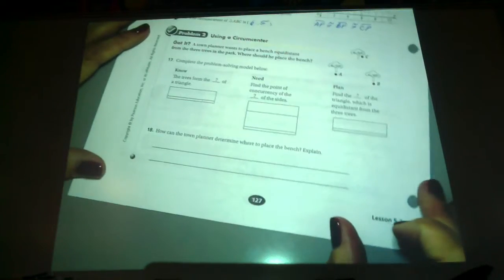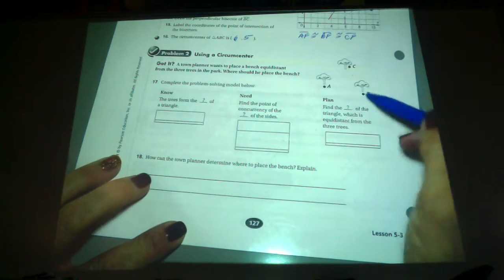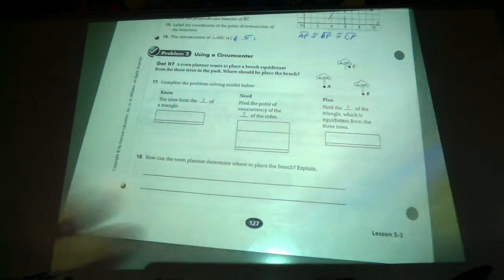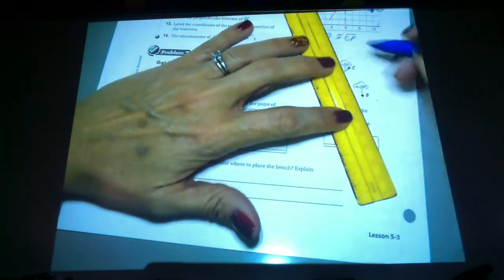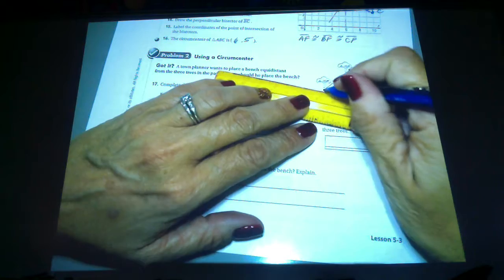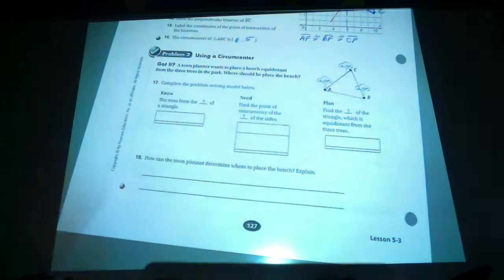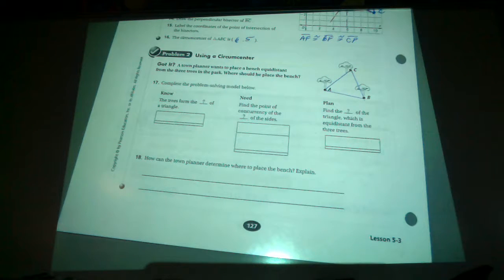All right, problem 2. Using a circumcenter. A town planner wants to place a bench equidistant from the 3 trees in the park. Well, the 3 trees in the park, if I were to connect the points, make a triangle. So let's go ahead and connect those points. So this town planner remembers his high school geometry, because he wouldn't want anybody to have to go too far to get the bench. Everybody should get to an equal place on the bench. So where should he place the bench?